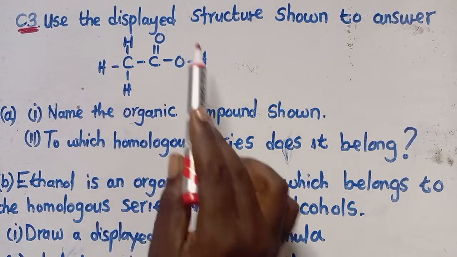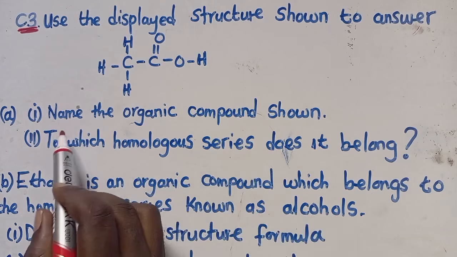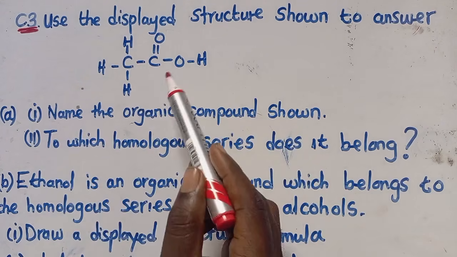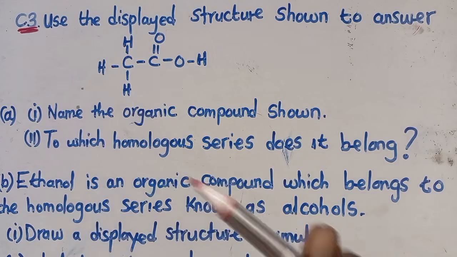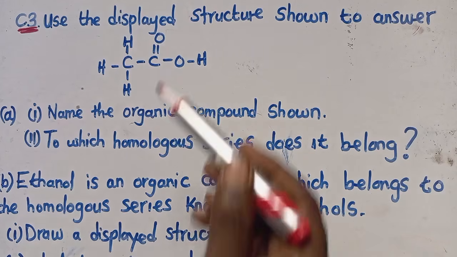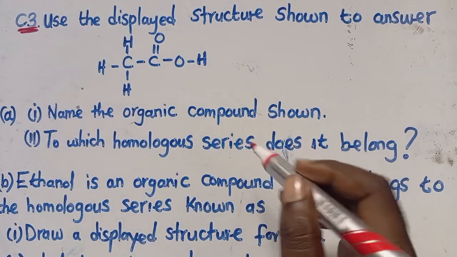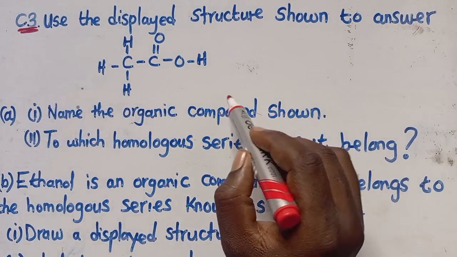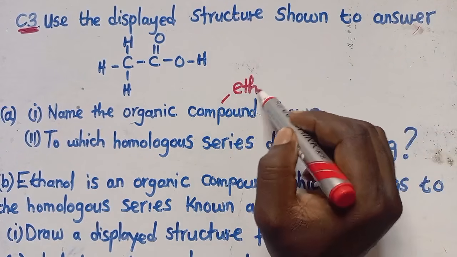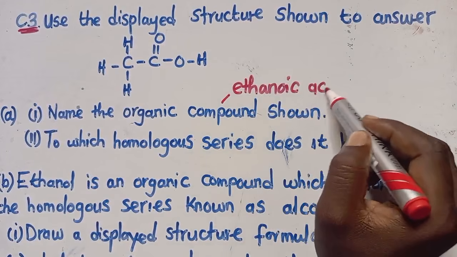So this is a displayed structure of a compound. Name the organic compound shown. What is the name of this organic compound that is shown here? So you need to understand the way it is. This is what is known as ethanoic acid. The name of this compound, we are calling it what? Ethanoic acid. So the name is ethanoic acid.